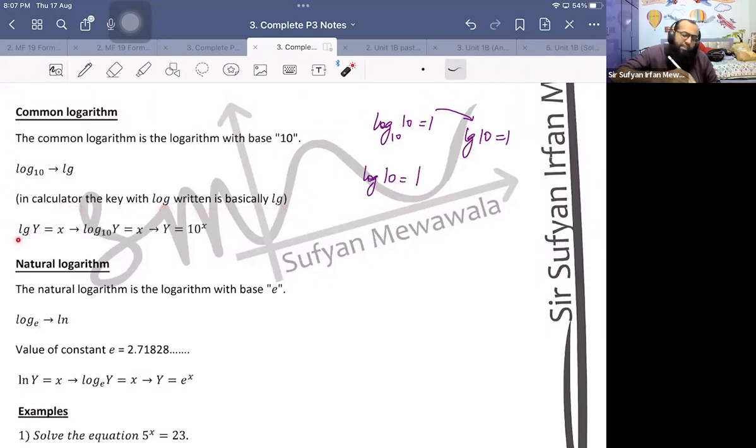Okay, and then LG y equals x. Now this is the log form. And if we have to convert into index form, then we first need to know that LG is basically log with a base of 10. So LG y means log of y with a base of 10 is equal to x. And if we are to convert from log form to index form, then we will write like this. y is equal to 10 to the power of x.